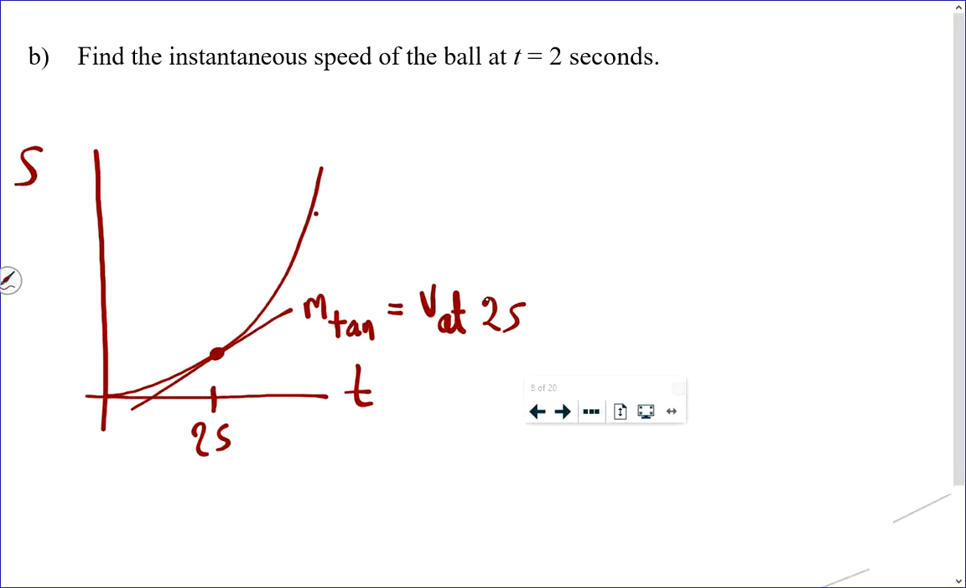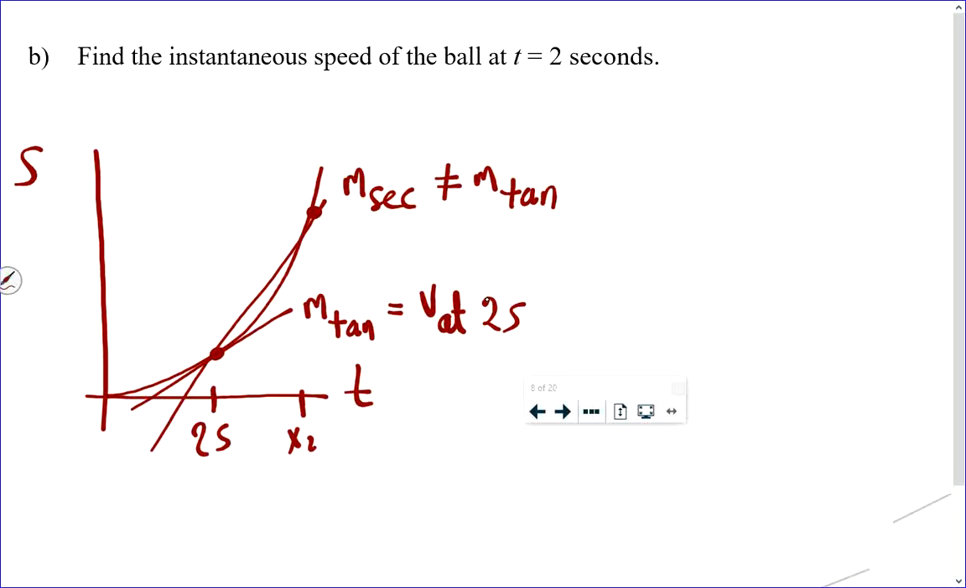So if we take some other point, I'm going to call it x2 this time. I could call it a plus h. I could call it x. I could call it a lot of things. And I consider the secant line. The m of the secant is not equal to m of the tangent, but we're back where we started. The slope of the secant will approach the slope of the tangent when x2 approaches 2 seconds.